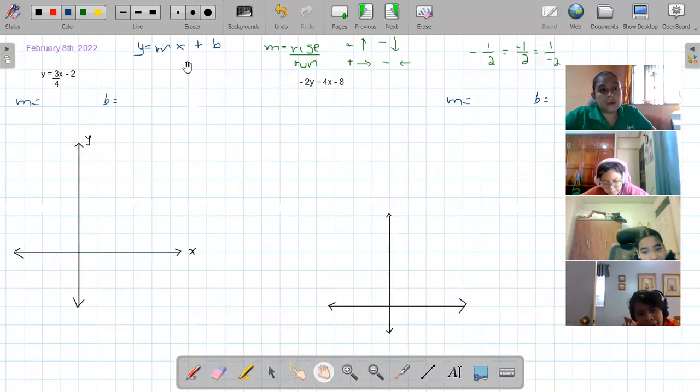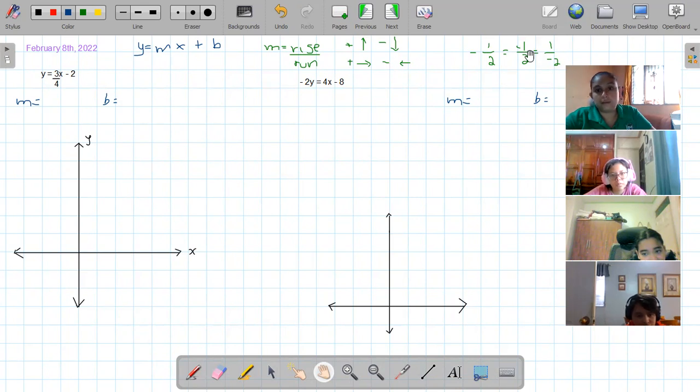Now, what do we need? We need to place the date. Today is February 8th, 2022. And we need to remember this formula, this other formula, and when it's up, down, right, or left. Okay, so the formula of slope-intercept form is y equals mx plus b. M is rise over run. This I explained already.